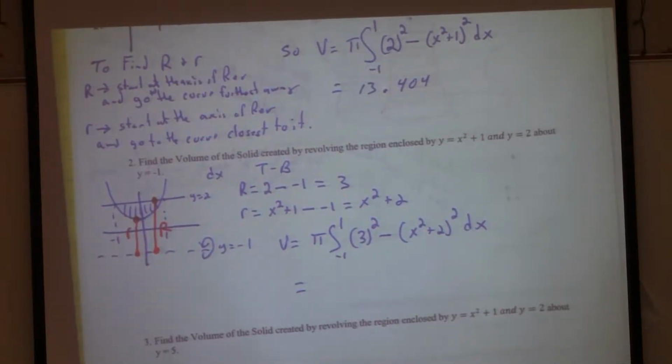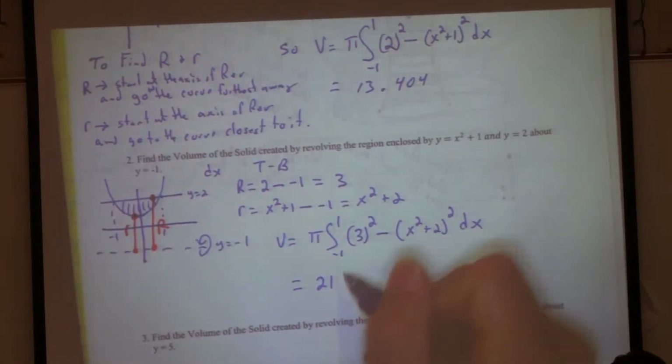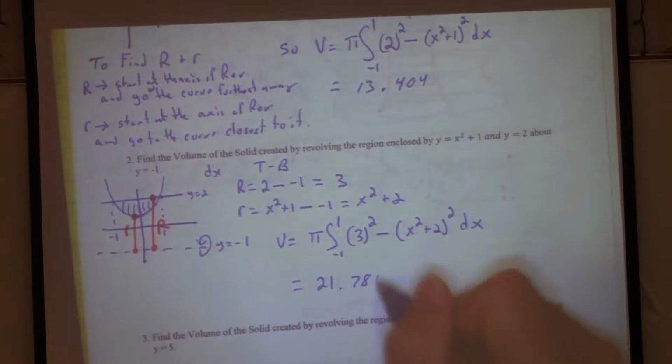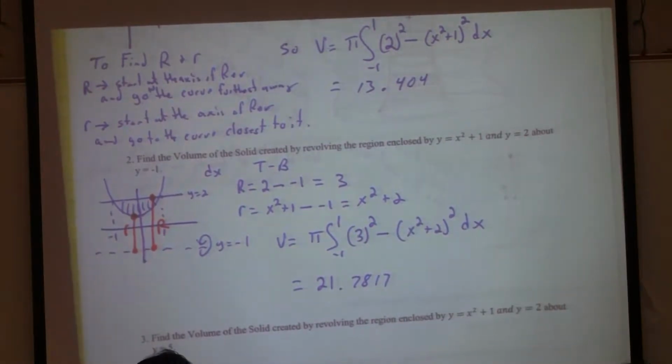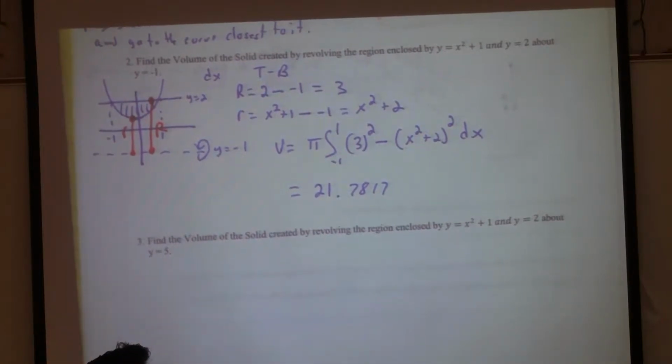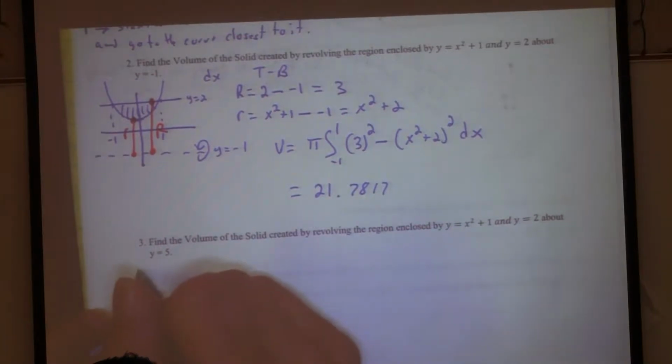What do we get here on this one, guys? 21.782, which rounds to three decimal places, the minimum. One more. Now we've got a couple more. Are we okay? Do we have the hang of it? No? Do another one.